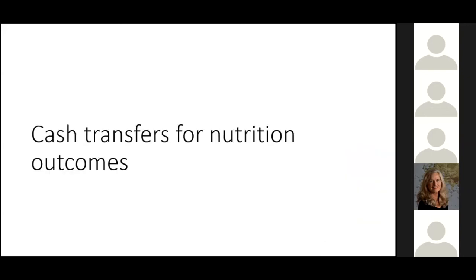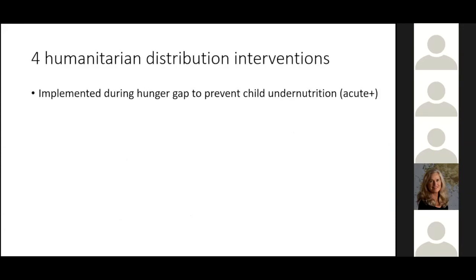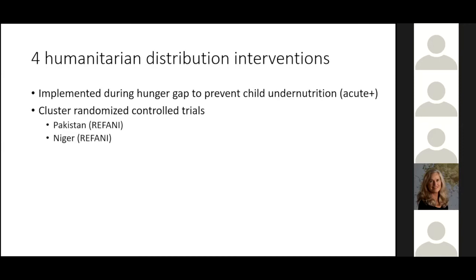Another example of an intervention with many benefits, and we're looking at specific nutrition outcomes, is cash transfers in many humanitarian settings. Just as with Zimbabwe, performing economic analysis with a focus on nutrition to the exclusion of other benefits presents some limitations. Here we have 4 humanitarian distribution interventions implemented during the hunger gap, and these were assessed using cluster randomized controlled trials. We have Pakistan and Niger as part of the Rafani trial, and in Burkina Faso with the MAM Out trial, and these are all cash distributions.